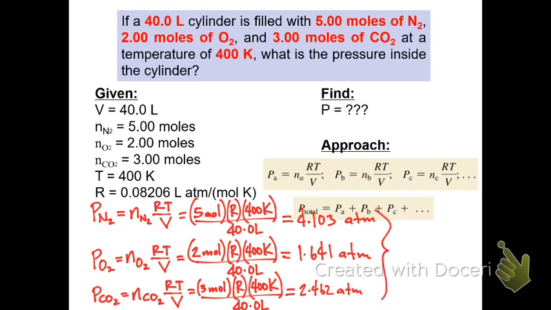And then to get the total, we just add them all up. So P total equals 8.21. I'm just going to round this to 8.21 atmospheres.